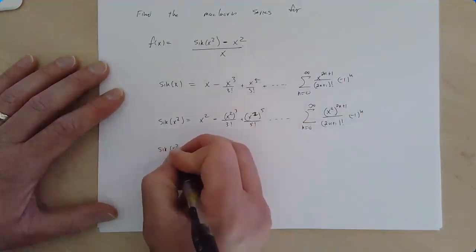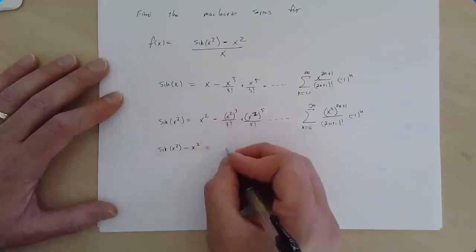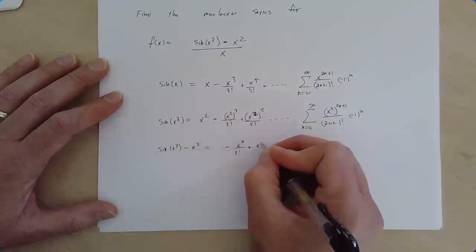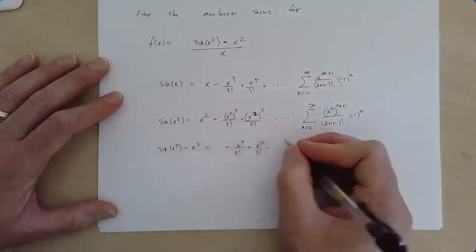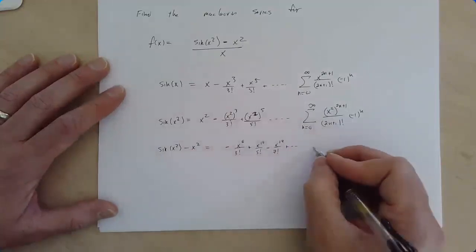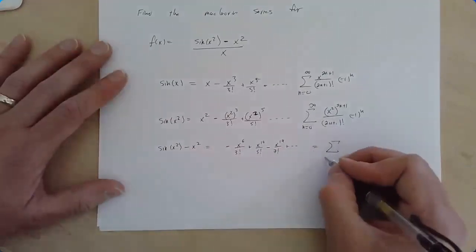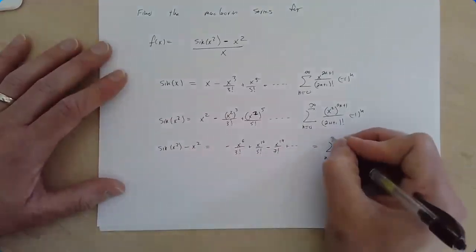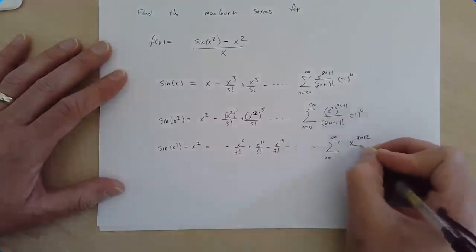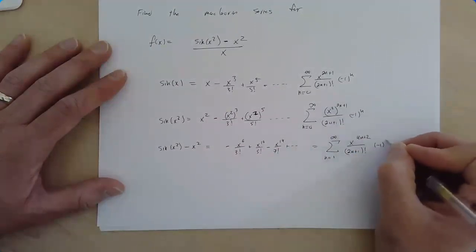Sine of x squared minus x squared is just, well, I'm starting here now. So I'm going to get minus x to the 6th over 3 factorial plus x to the 10th over 5 factorial minus the next term, which would be x to the 14th over 7 factorial. As far as the summation goes, I'm just cutting off the beginning term. I'm starting 1 later, so n equals 1 to infinity of x to the 4n plus 2 over 2n plus 1 factorial times -1 to the n.